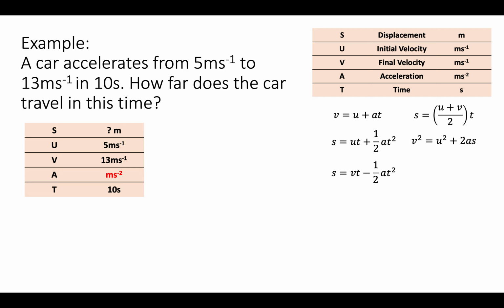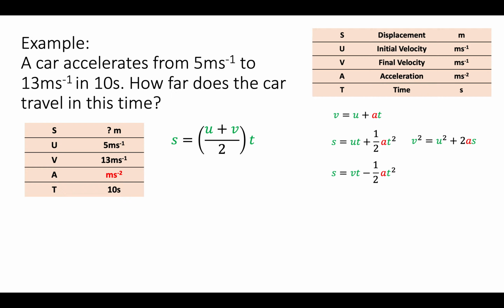Now I want to select a SUVAT equation that helps me find this out. The way I do this is I highlight in green all the symbols I'm interested in. S, u, v and t are the ones I'm interested in, and I highlight in red the ones I'm not interested in. And you can see the SUVAT equation that is all green is this one. So this is the one I select.